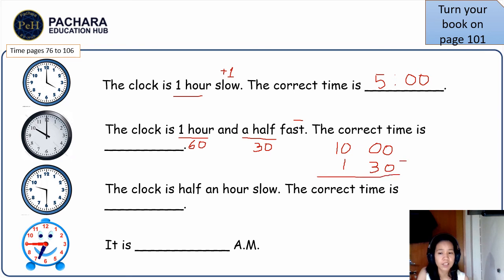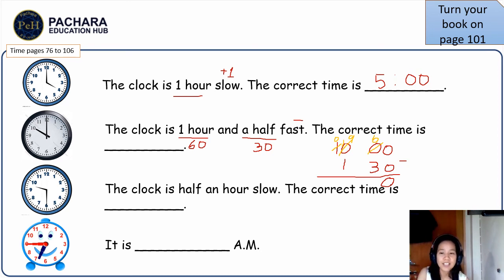Okay, 0 minus 0 is 0. For this one, 0 minus 3 cannot, so you need to borrow. But we cannot borrow from the next 0 because it has no value at all, so we need to borrow from 1. So 1 becomes 0, and this 0 becomes 10. Now the 0 can borrow from the 10, so it becomes 9, and the 0 here becomes 60, because 9 hours and 60 minutes is equal to 10 o'clock.